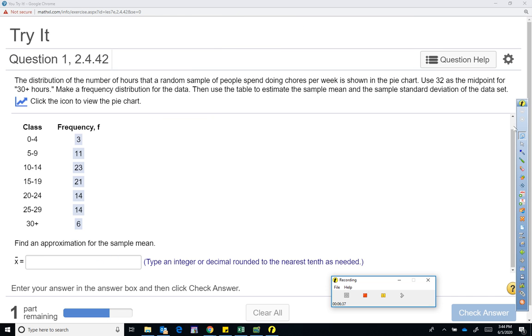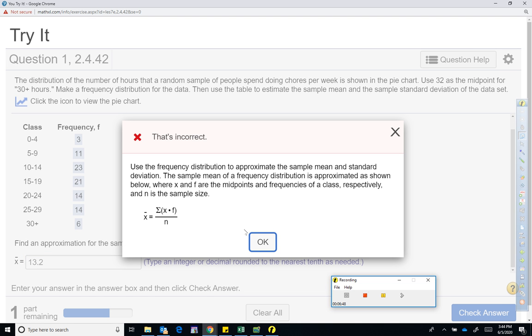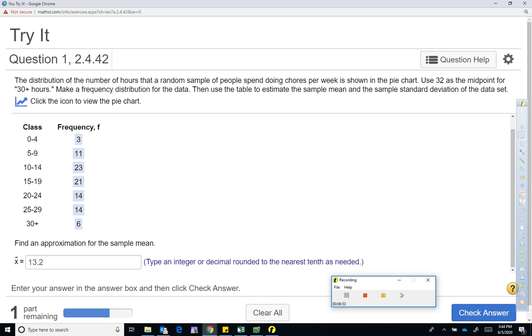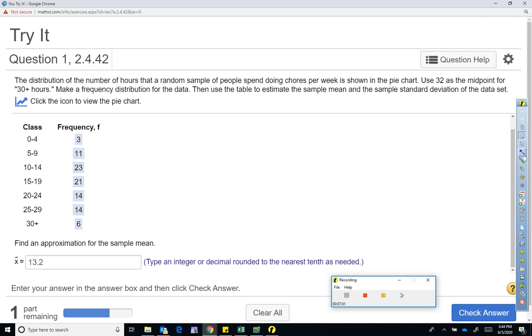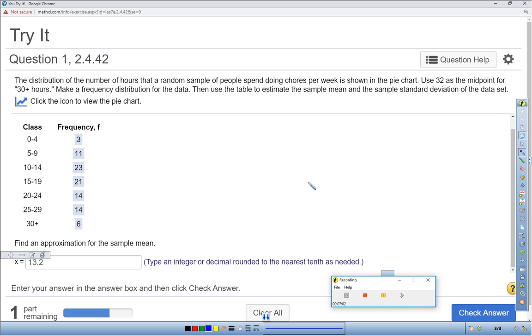Let me enter that answer. So it's 13.2. And now I want to check this answer. Something is wrong. Okay, let's see. Maybe a miscalculation. Without Excel, it's going to be kind of difficult. So let me try again to find out where the error was.